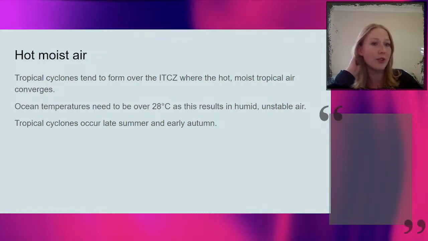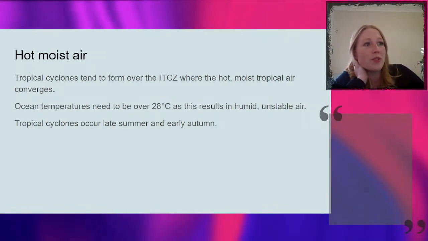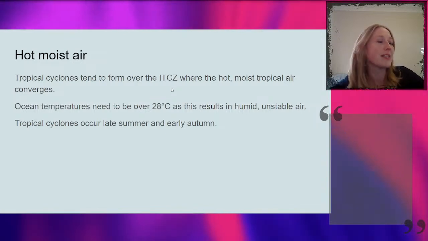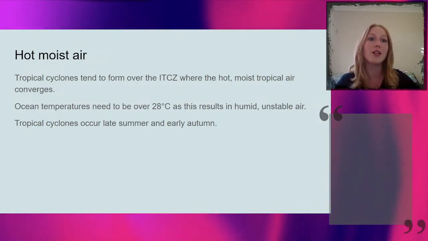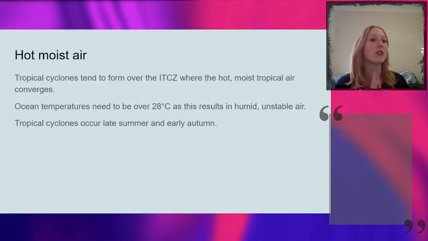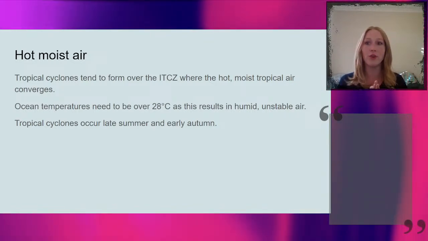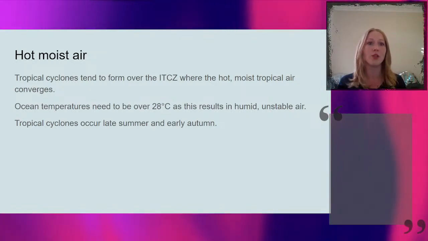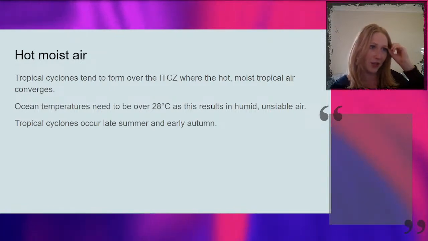Okay, now I know that we have specific conditions that we need to meet. So tropical cyclones tend to form over the ITCZ, that is the Intertropical Convergence Zone. So that is where you have all of the warm air converging together. It is warm because it's by the tropics. And since it's converging, it rises, so it creates a low pressure system. So it already meets two of the criteria.